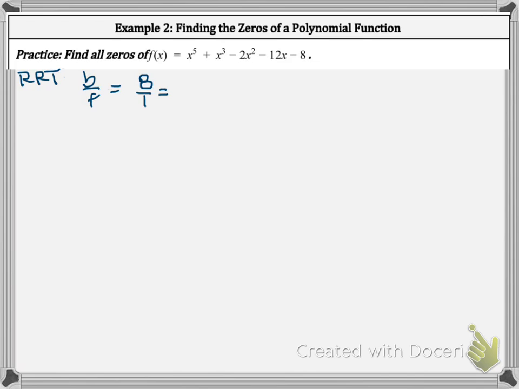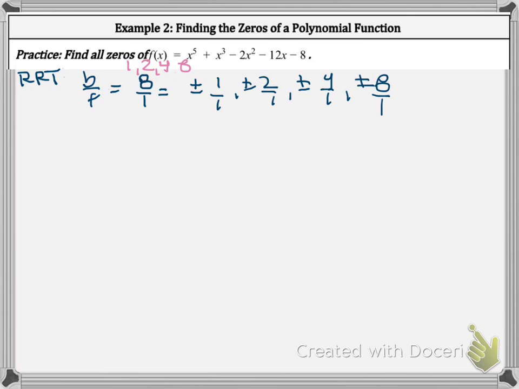So the factors of 8 are 1, 2, 4, and 8. So the possible roots of the solution are plus or minus 1 over 1, plus or minus 2 over 1, plus or minus 4 over 1, and plus or minus 8 over 1. So we need to do synthetic division.